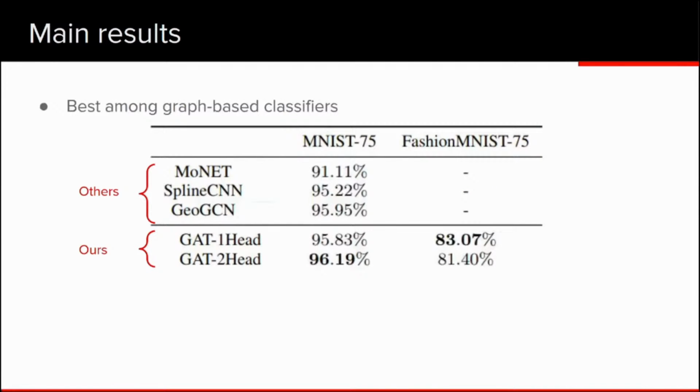And as we can see, graph attention networks outplay all the other graph-based methods in the literature, which use a more rich k-nearest neighbor graph representation than the one we use, and which use handcrafted neighborhood aggregation schemes instead of using plain attention.